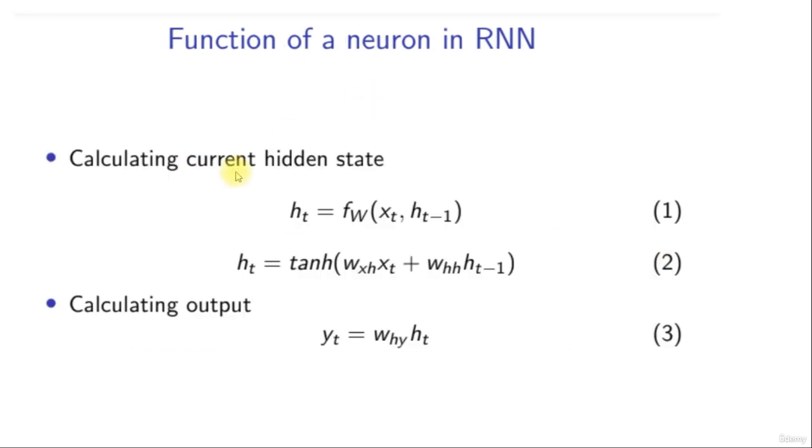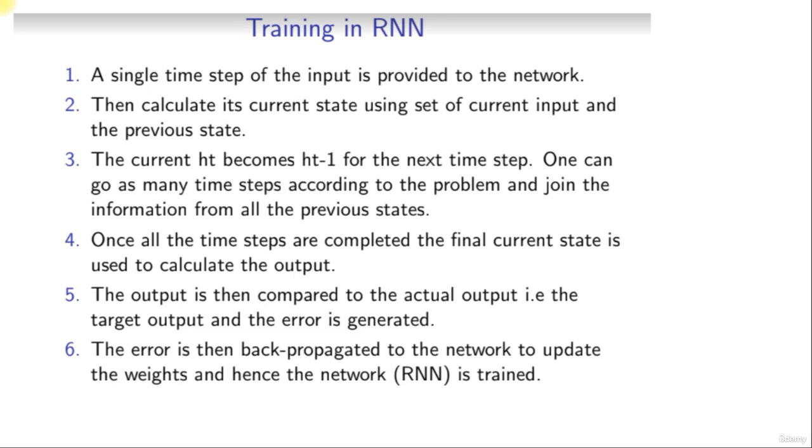Function of a neuron in RNN. Firstly, we have to calculate the current hidden state, ht, using a function of the weight, xt, and h of t minus 1, which will be given. Then you take the tanh function of these two and add them. The output yt will be a weight multiplied by ht for the current state. We won't be going into much complex mathematics for the RNN. So this is the basic multiplication that takes place here.